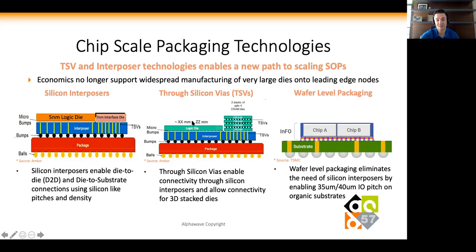Through silicon vias is a technology that allows signals to pass through silicon. So you can see we use TSVs in interposers, but they're also being used today to stack chips in a third dimension. So we not only can tile die within a package in two dimensions, but now we can increase density within the system on package by stacking die on top of each other. And TSVs allow power and signals to connect through each of these stacked dies. The third technology, which is wafer level packaging, eliminates the need for interposers and introduces SoC-like pitches directly onto the organic substrate. So now you're able to get to pitches on the order of 35 to 40 micron IO density directly onto the organic substrate.